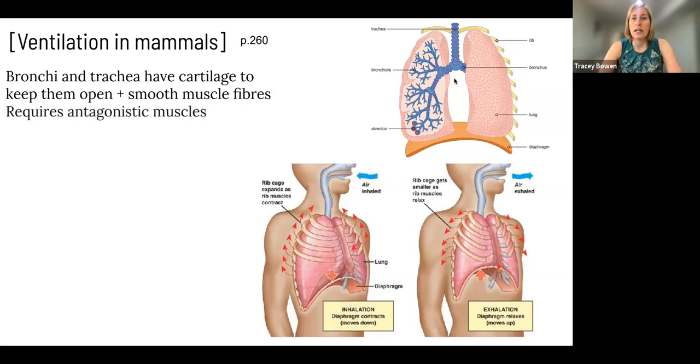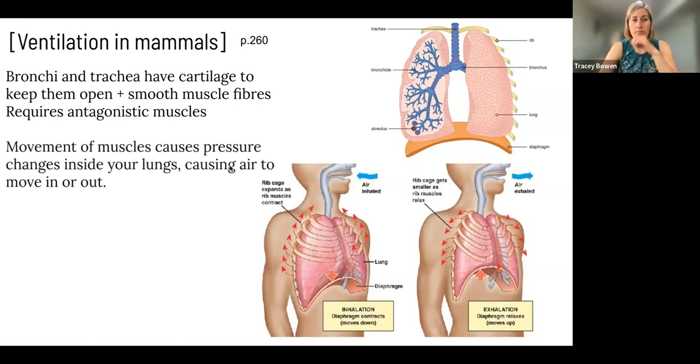sacs down here. In order for us to breathe, we need to have antagonistic muscles, so muscles that are operating in both directions, so they pull in and then they also pull out. And in this case, we are looking at our internal and external intercostal muscles, which are muscles between the ribs. External intercostal muscles are going to pull externally up and out, and internal intercostals will pull down and in. And the movement of these muscles combined with the movement of the diaphragm, which is also a muscle, will cause the pressure to change in your lungs, causing air to move in or out.